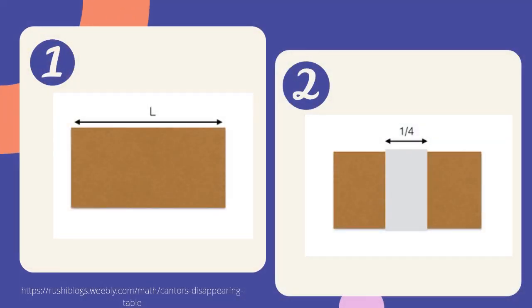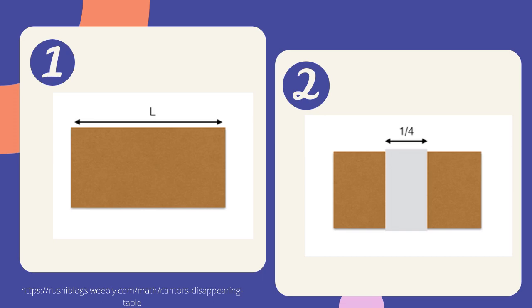So we will start with a table with the length L, so you can see that the length of the table is L. Let's remove a quarter of the table from the center, so it means we leave two pieces in the sides. And the remaining pieces each definitely have a length less than 1/2 L, right?